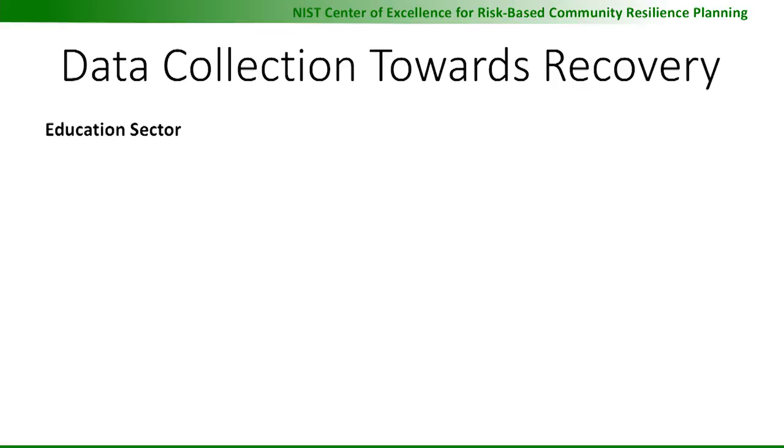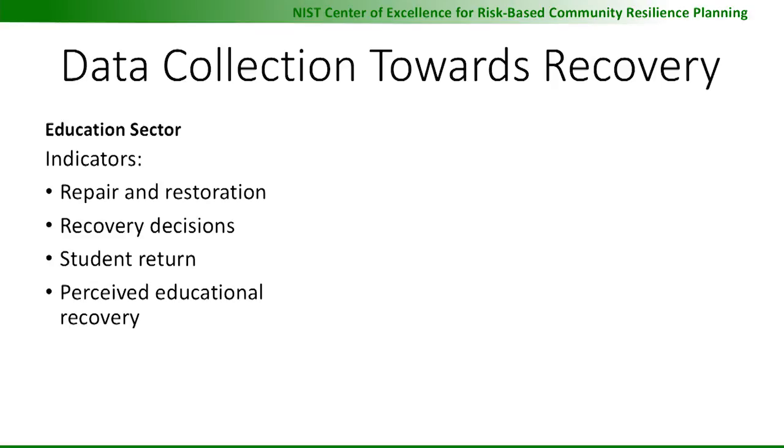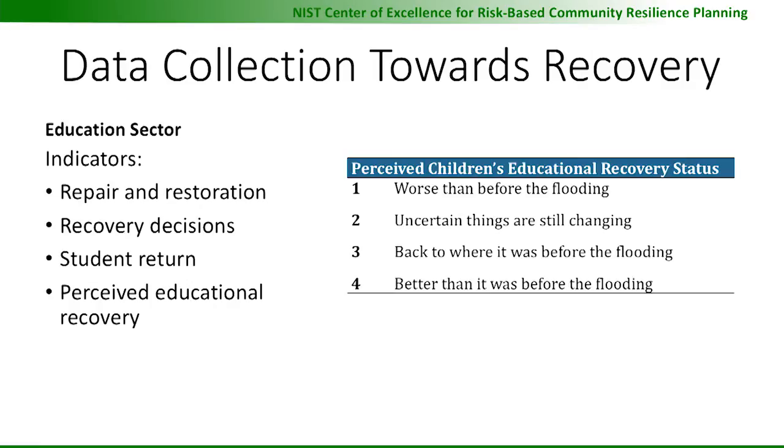For schools, we collected information through the housing survey as well as through the qualitative interviews that Maria mentioned earlier with different school representatives. We used repair and restoration of the school buildings, recovery decisions made by the school district, student return, employee return, and the parents' perceived educational recovery of their child or children as indicators for school recovery. This last one, again, was a multiple choice question, and the parents were able to say whether their child's education was better than it was before the flood, back to where it was before the flood, uncertain because things are still changing, or worse than before the flood.